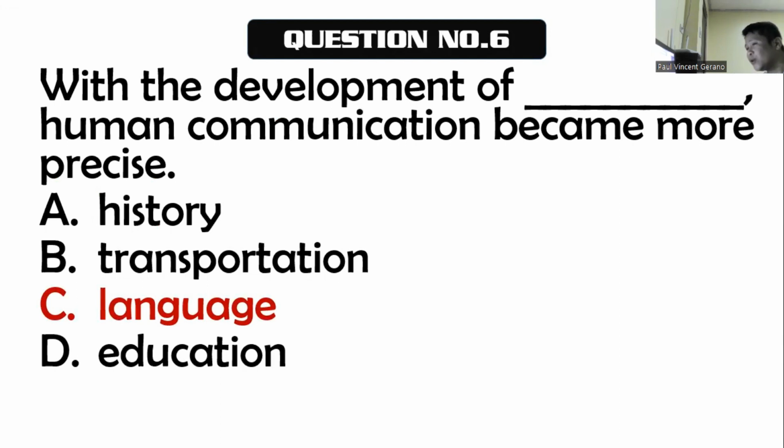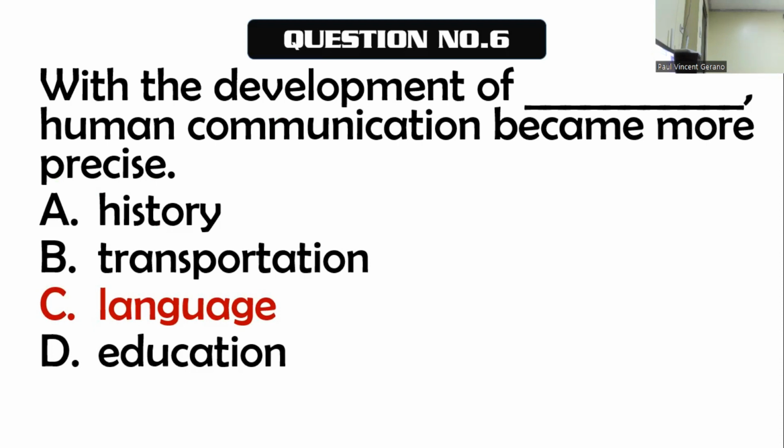With the development of language, human communication became more precise. Because language here is a tool for communication. And language is a system of human communication. So as a system, what does it involve? Language is systematic because it involves what? Yes, it involves steps. Okay? Ang language po, may mga processes yan, may mga steps yan. Hindi yan kung ano-ano na lang. Hindi yan random, right? Language has a system.